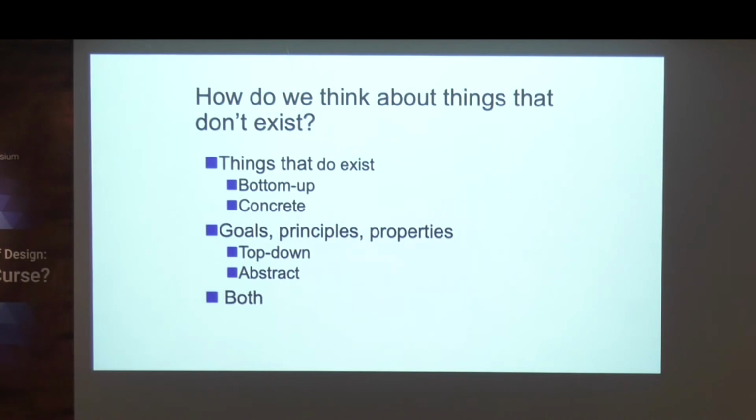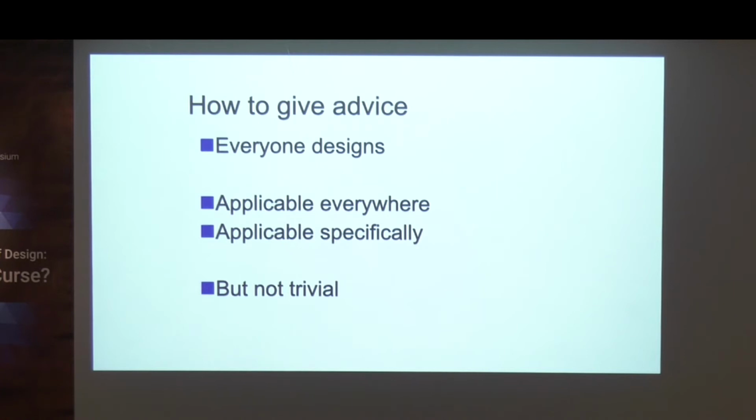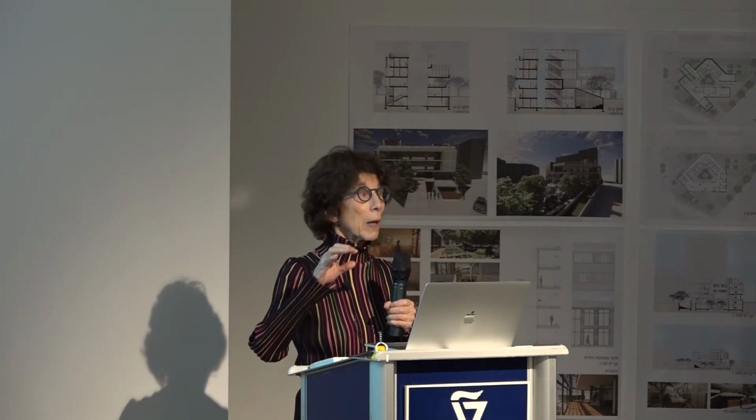So how do we think about things that don't exist? Through things that do exist in a bottom-up way, but also in a top-down way by going abstract and thinking about goals, principles, properties, theories. We do both. So now how to give advice. And that's what I was trying to do. If everyone's a designer, but we need expertise in the particular area of design, how can we give advice that's applicable everywhere, but also specific and not trivial?